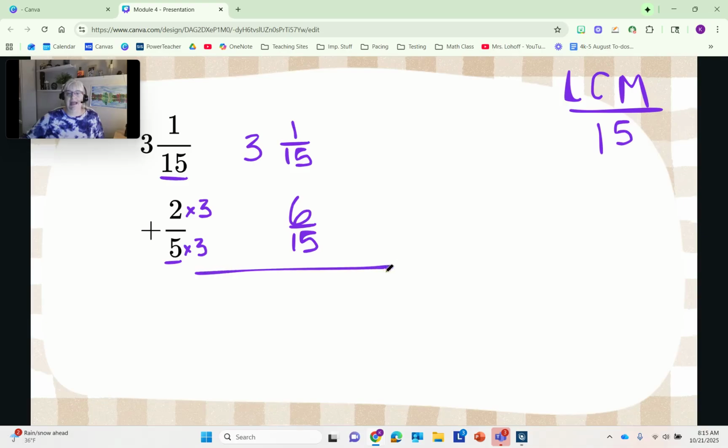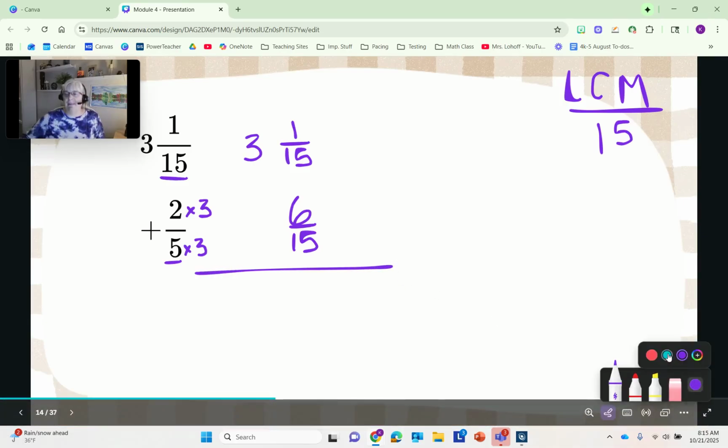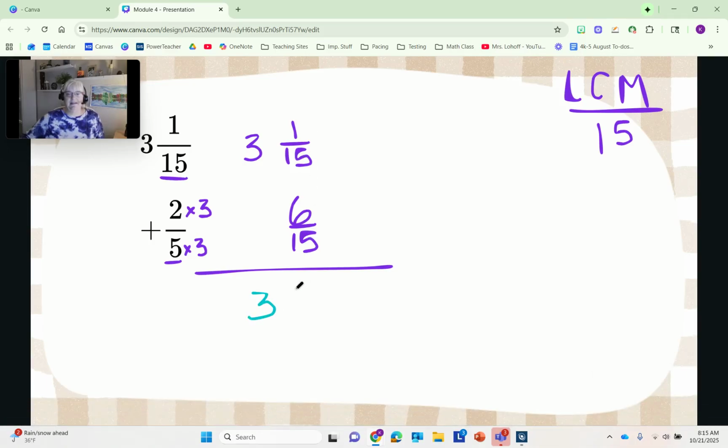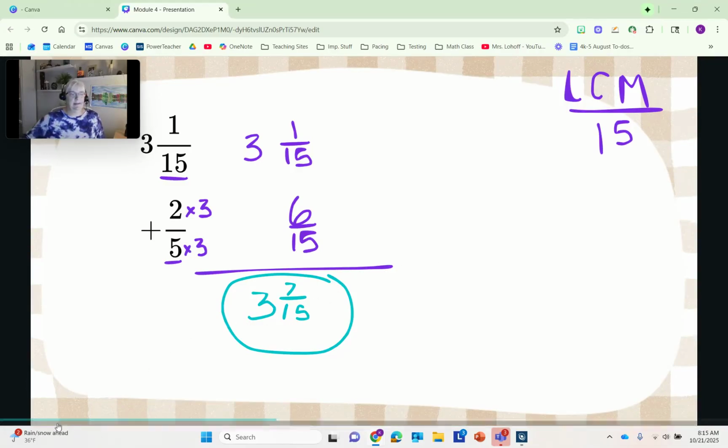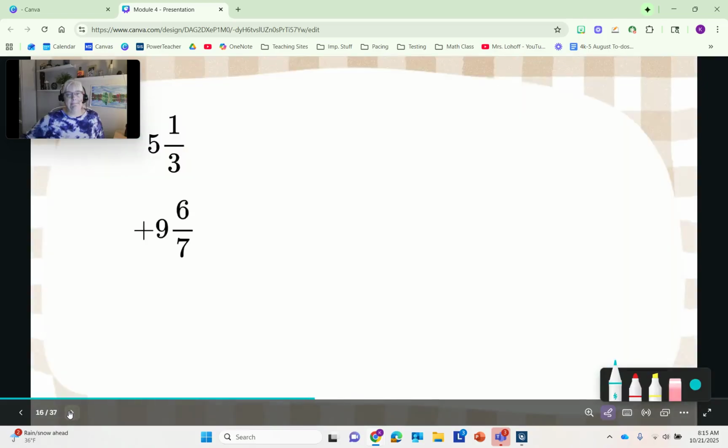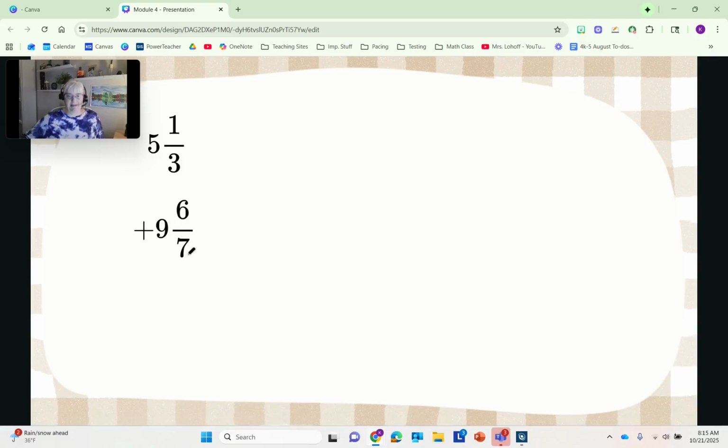And now we are ready to add. I'm going to change colors so it pops a little bit. 3, 1/15 plus 6/15 is 7/15. So the answer is 3 and 7/15. That cannot be reduced or simplified. All right, one more. 5 and 1/3 plus 9 and 6/7. Our denominators are different. We must find that least common multiple.